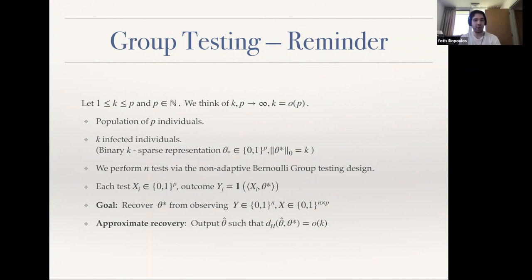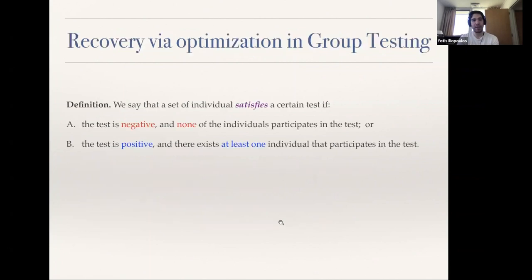And the task of approximate recovery formally is to output a theta hat so that the Hamming distance between theta hat and theta star is little o of k. Okay. Now, as I said, the way we do recovery is by coming up with an optimization problem. Okay, and now I want to describe this optimization problem in the problem of group testing. Okay, so for that, I will need the following definition.